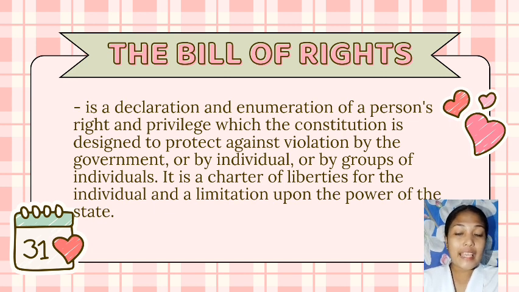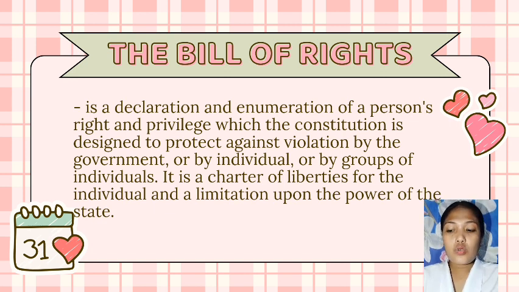So in the last slide, we have here the Bill of Rights. So before we proceed, what is the Bill of Rights? So the Bill of Rights is a declaration and enumeration of a person's rights and privileges which the Constitution is designed to protect against violations by the government, or by individuals, or by groups. So it is a charter of liberties for the individual and a limitation upon the power of the state.